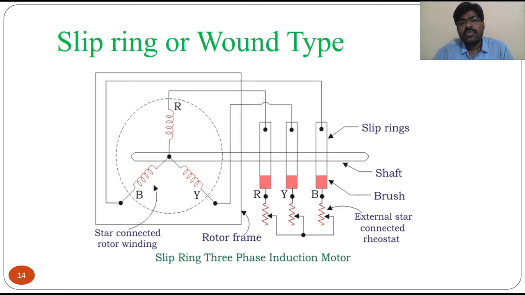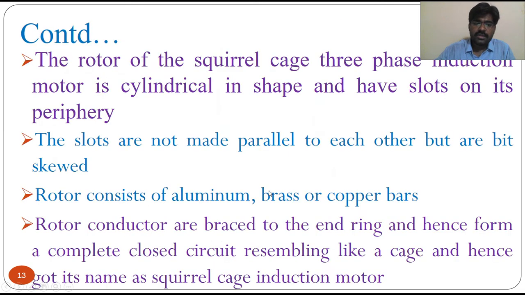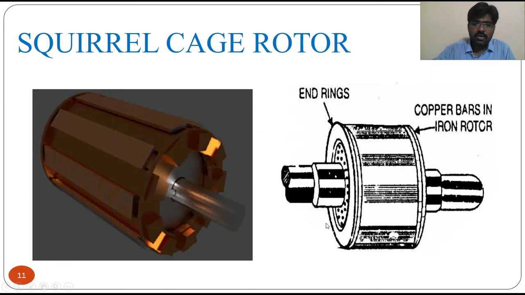Then come to the second part of the rotor, or you can say the second type of induction motor, that is the slip ring or wound type. So why is it given the name slip ring? Here you can see the number of slip rings we use. The slip ring arrangement is used in the slip ring induction motor, but this facility is not there in the squirrel cage.